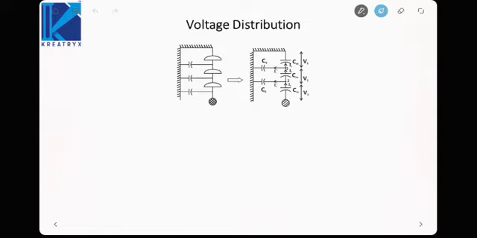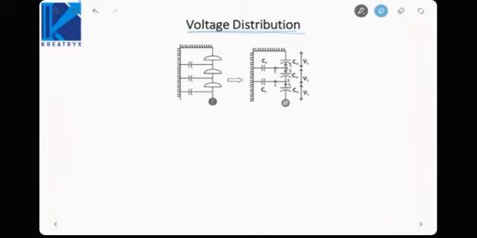Now let us understand, if we are using multiple disks, whether there will be uniform voltage distribution or the voltage will be distributed non-uniformly, because if I know how the voltage is distributed, then only I can identify how many disks I require for any particular type of insulator.